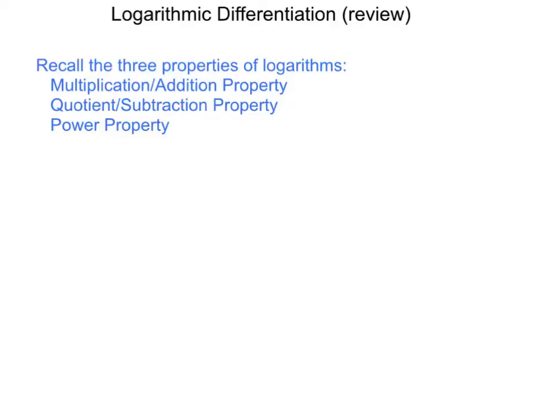The next of our tricks for differentiation was called logarithmic differentiation, and that's when you basically leverage the properties of logarithms to make derivatives easier or even just possible. So in order to do this, you're going to need to remember the three properties of logarithms.